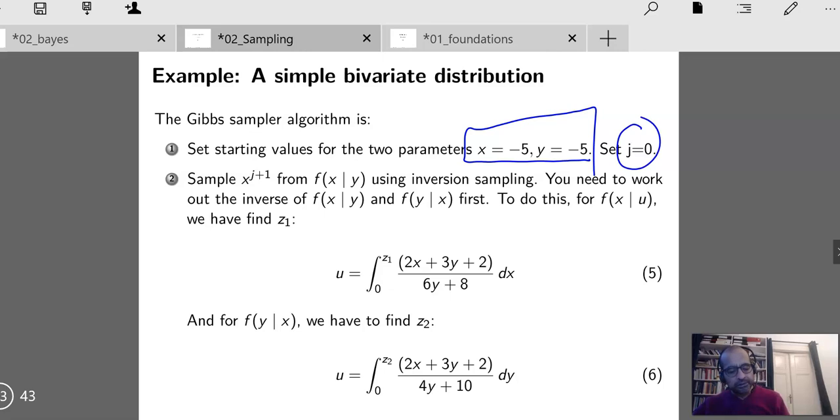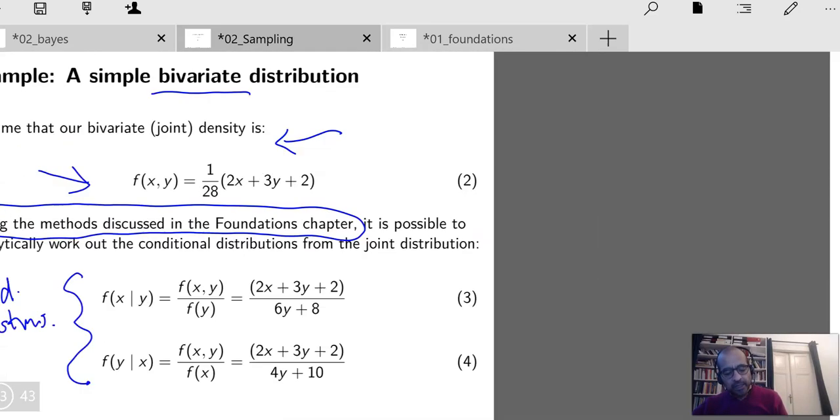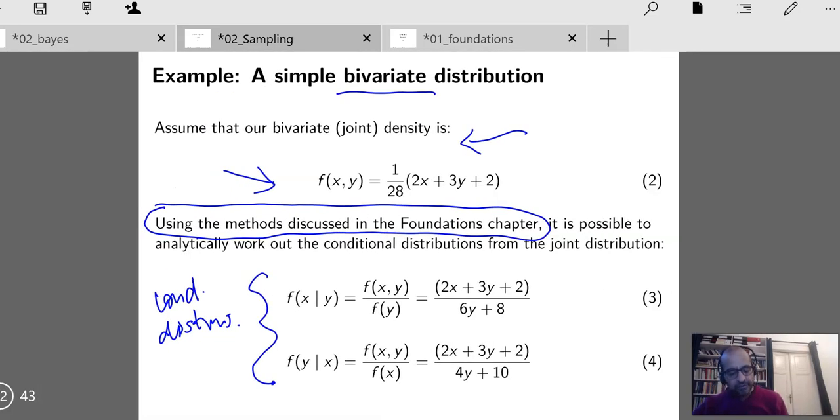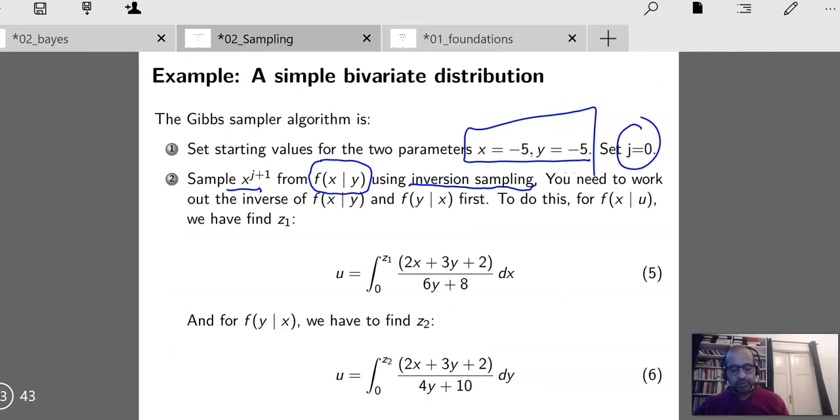Okay, so now what we're going to do is, in the next step, j plus 1, that means step 1, we're going to sample x from the conditional distribution of x given y. I just showed you what that distribution was, right? And we will do that using the method we learned earlier, which is inversion sampling. Remember that we now have a particular closed form statement for a univariate distribution, the distribution of x given y. Okay, so that means that we are now in a position to use inverse sampling to figure out how to generate samples from this.